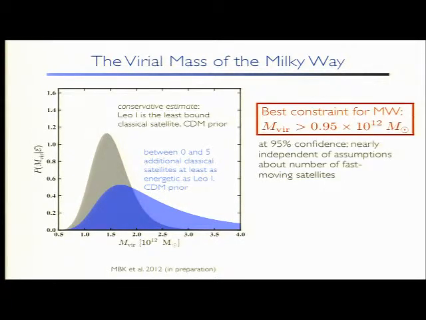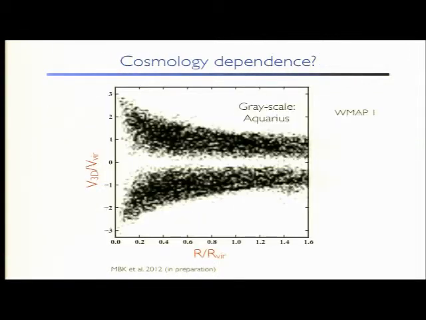So I'd say, in general, the best constraint that we'll get for the Milky Way here is on the lower bound for the mass, and that we find at 95% confidence the virial mass of the Milky Way should be above 0.95 times 10 to the 12. I think this is basically independent of assumptions about the number of fast-moving satellites.